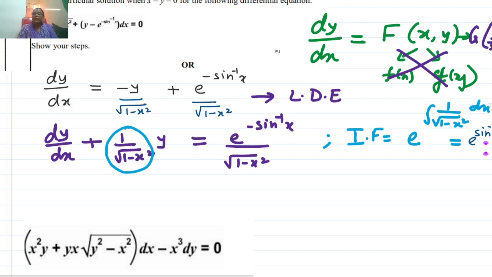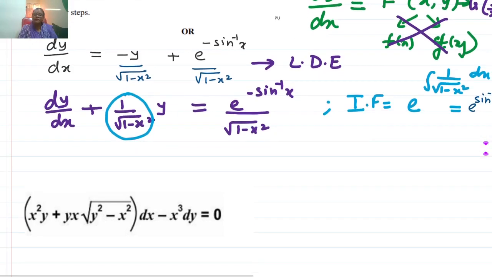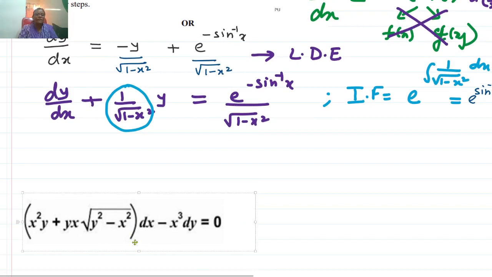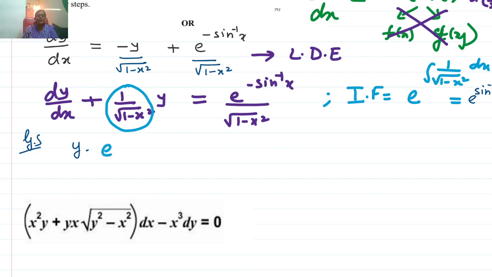Now, again, the integrating factor seems to be a complex expression. Don't panic. Just look at the expression. Substitute it, you will get the result. You'll get some simplification. Don't get panicked by seeing the expression. There will always be a way out. So what is the general solution? The general solution is y multiplied by the integrating factor. Integrating factor is e to the index sine inverse x, right?